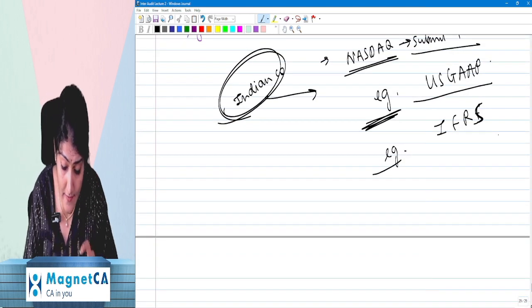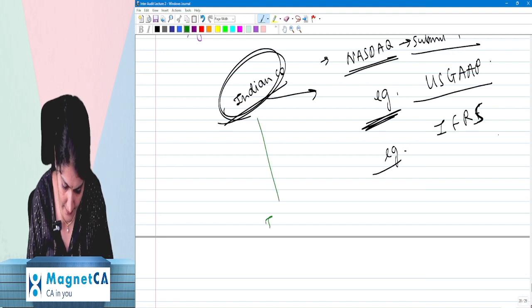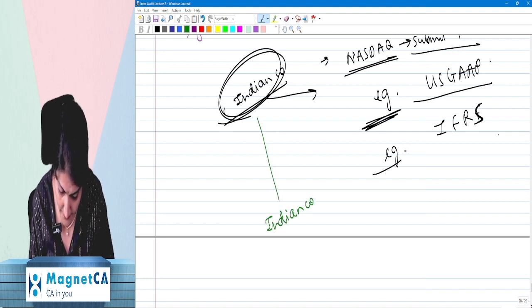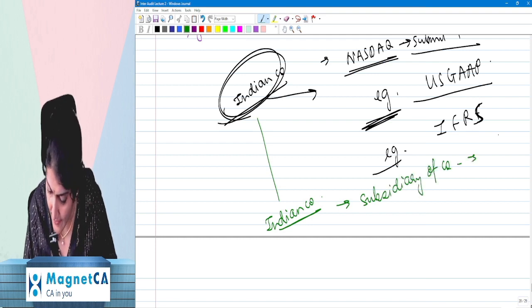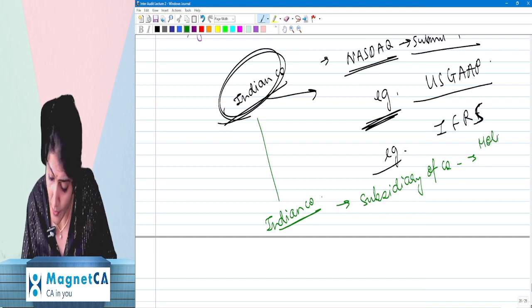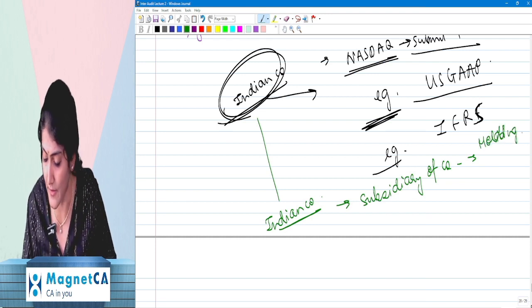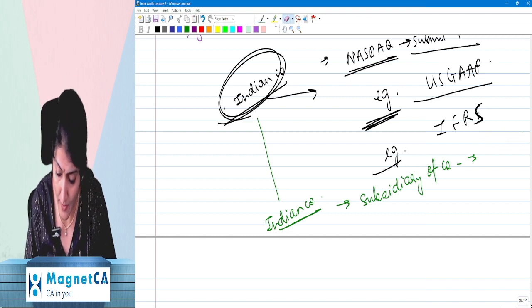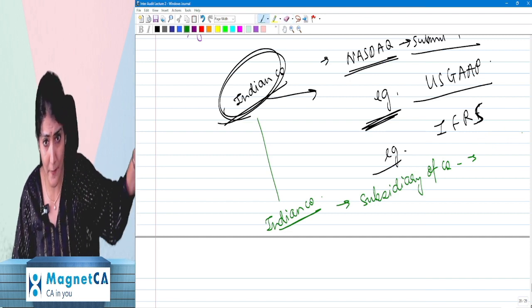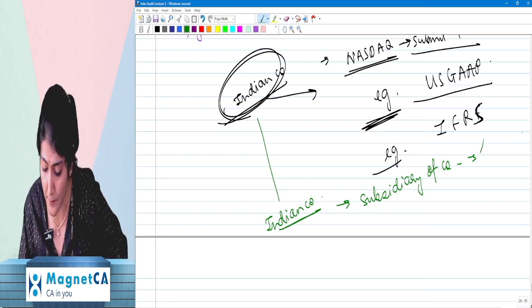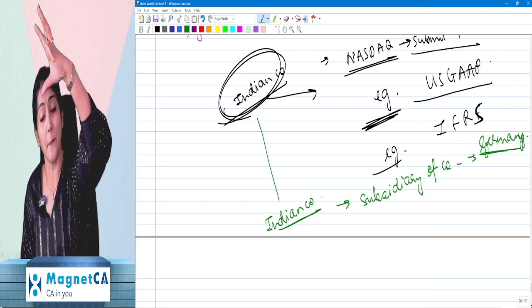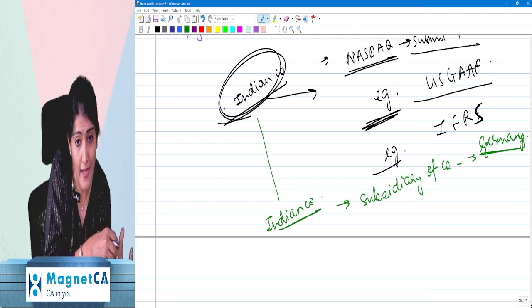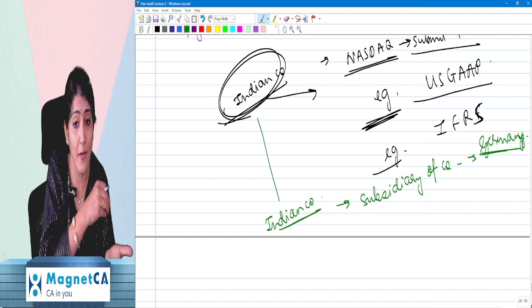Okay. Then say this same Indian company is a subsidiary of a company, and the holding company is in Germany. Where is the holding company? Holding company is in Germany. Right? So now the holding company in Germany will want the financial statements of their Indian subsidiary company.